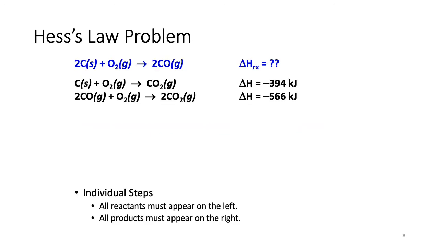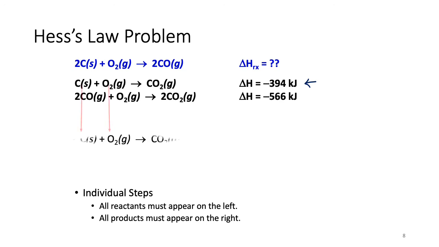So these are my individual steps. All of my reactants need to be on the left. All of my products need to be on the right. So I look at my first equation and you're like, yes, it has carbon. Carbon is solid. And then you're like, no, bad day. I only have 1 carbon and I need to have 2.